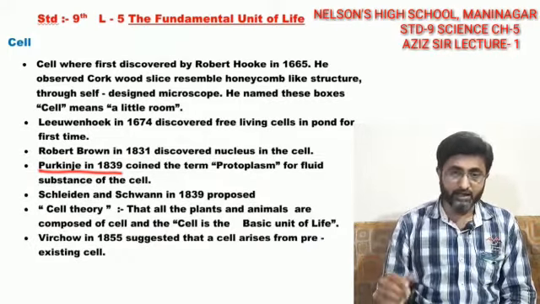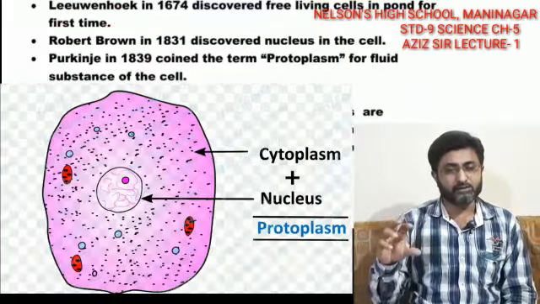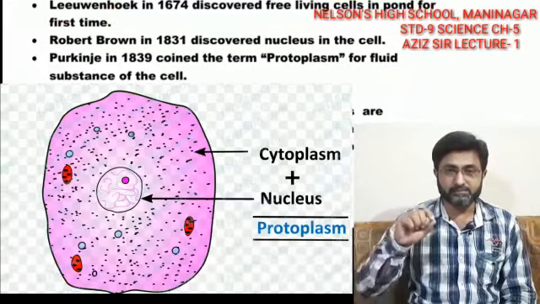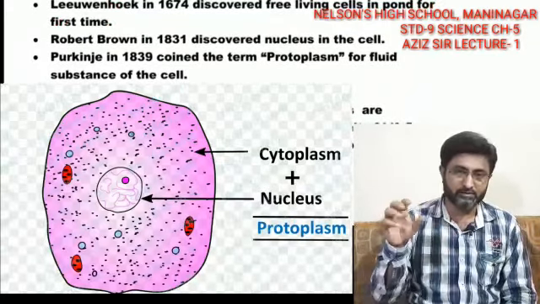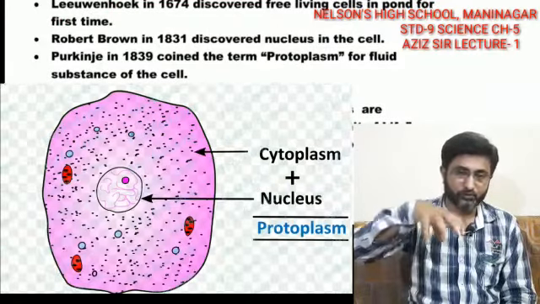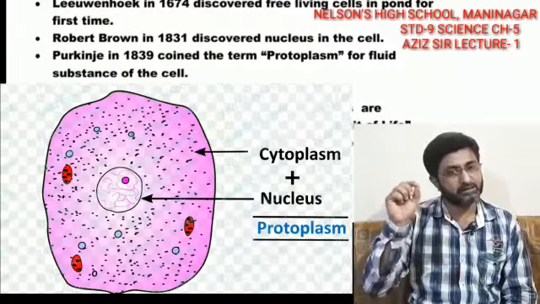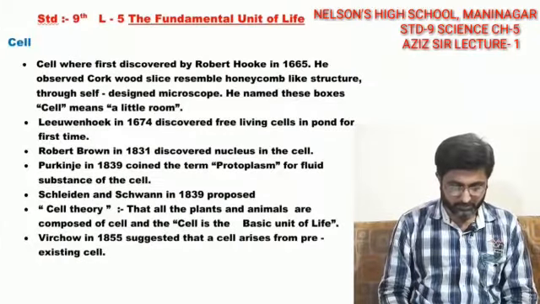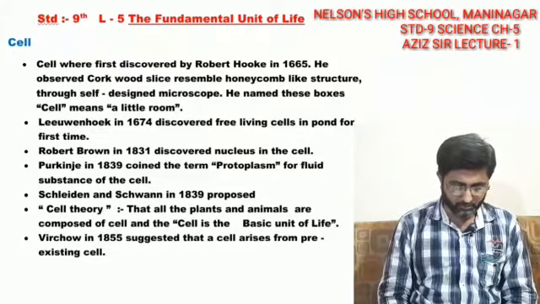Purkinje in 1839 coined the term protoplasm. Protoplasm is the material except the cell wall or cell membrane. Except the cell wall and cell membrane, the inside fluid which is contained inside the cell is termed protoplasm. So Purkinje was the person who coined the term protoplasm.